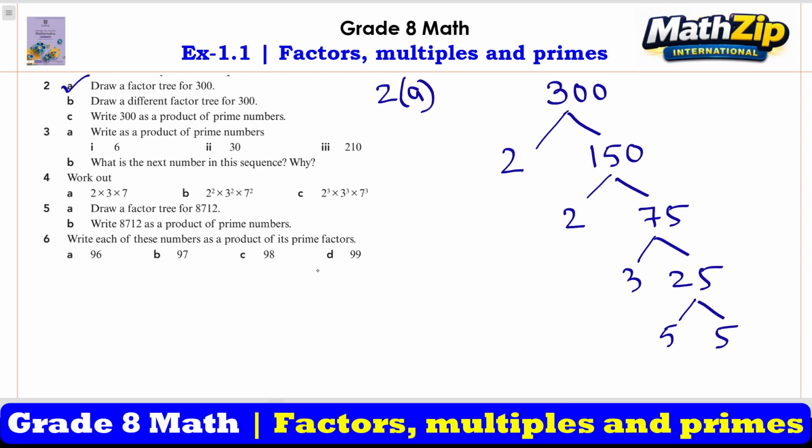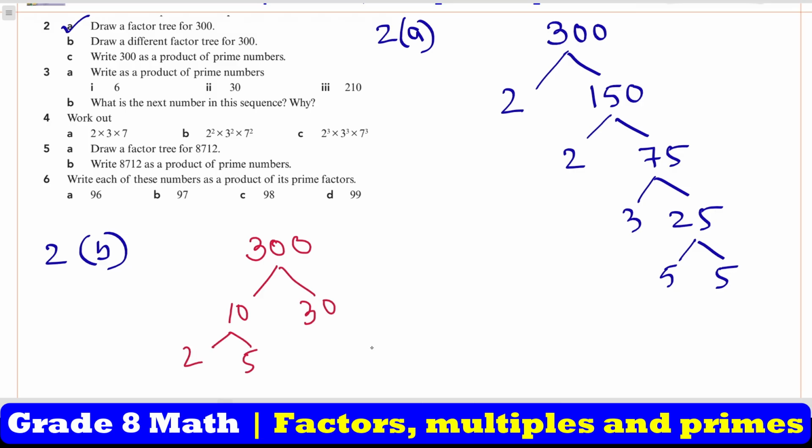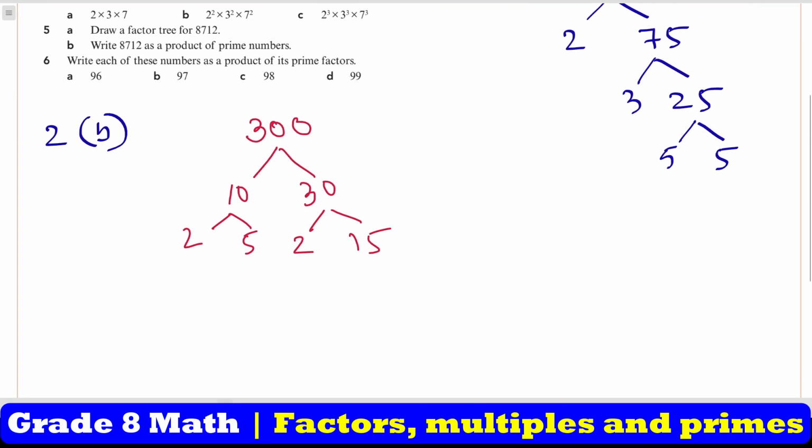Number A done. Number B, draw a different factor tree for 300. So how can we draw this one? We have to make this one different. So 300 can be written as 10 and 30. 10 can be written as 2 and 5. 30 can be written as what? 2 and 15. And 15 can be written as 3 and 5.